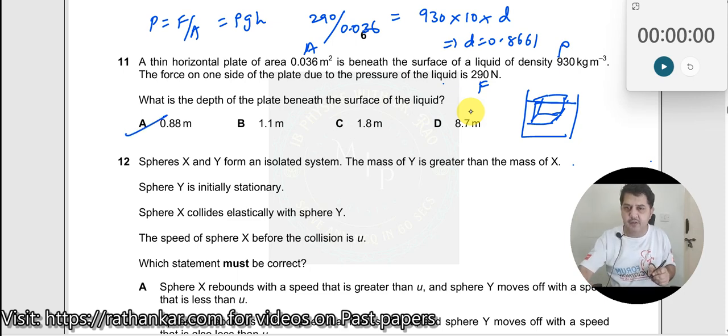So which is the closest here? 0.88. Answer is C. If I had taken the value of g to be 9.8, I would have got this value, but anyway I have taken 10, so I got this value.